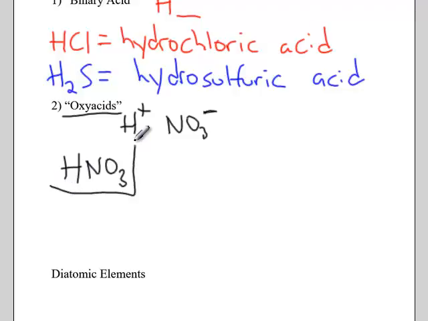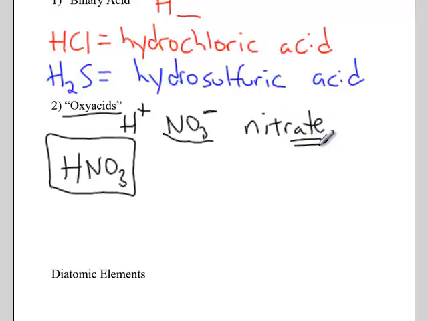So we see HNO3, H is written first. This is an acid. It's not binary, it's oxy. And the naming system is based on the name of the polyatomic that makes it up. In this case, we have a polyatomic that ends in ATE. Remember, they will all end in either ates or ites. If it comes from an ate anion, we change the ending to an ic acid. So HNO3 is nitric acid.